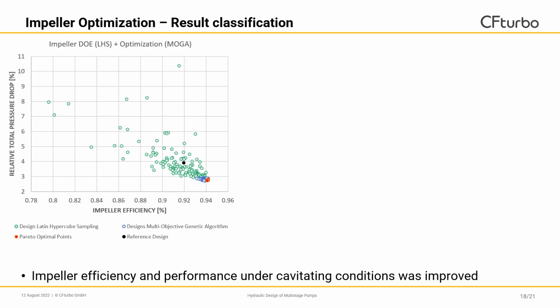So after running an initial sampling, we selected the most promising designs and formed an initial population for a multi-objective genetic algorithm, and displayed in this graph you can see the results from this optimization. So you can see just by running the optimization we were able to further improve the impeller efficiency as well as the impeller performance under cavitating conditions.